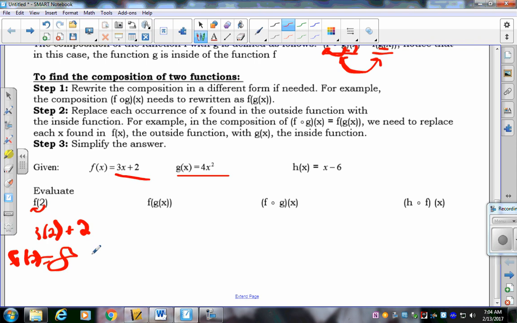When I plugged it in, this is a point on this function, guys. If we were to graph this line, the point (2, 8), x comma y, would be on the line. All right, so now we have variables.